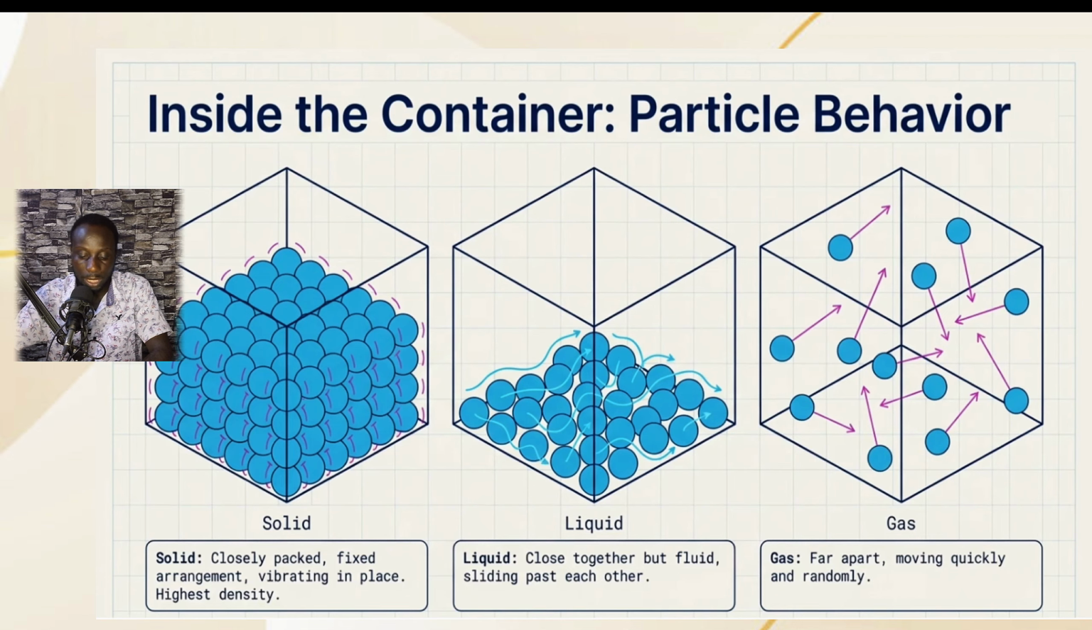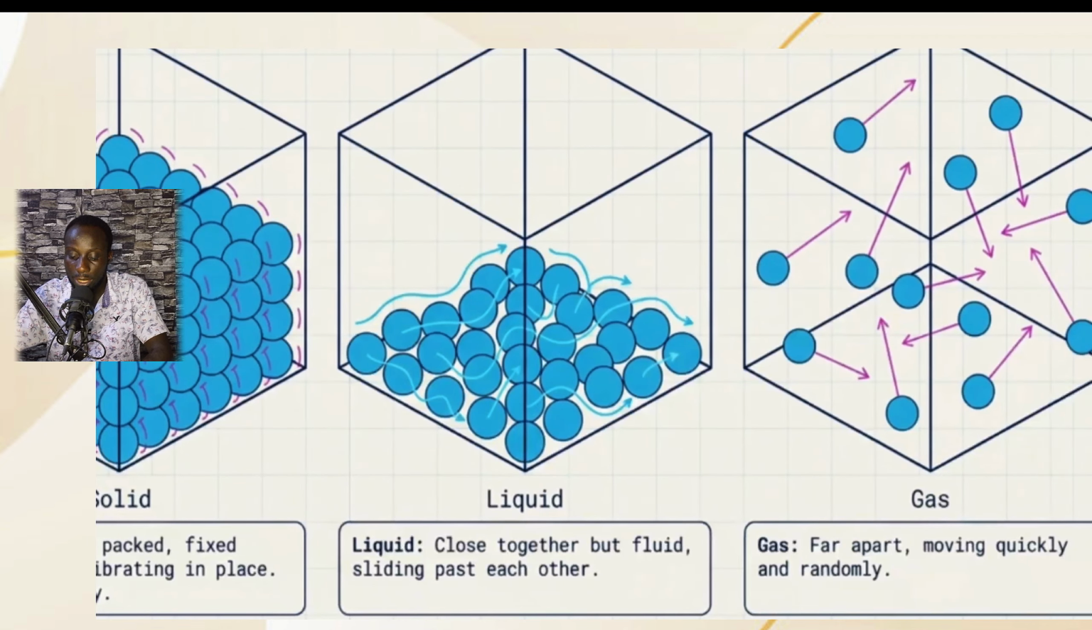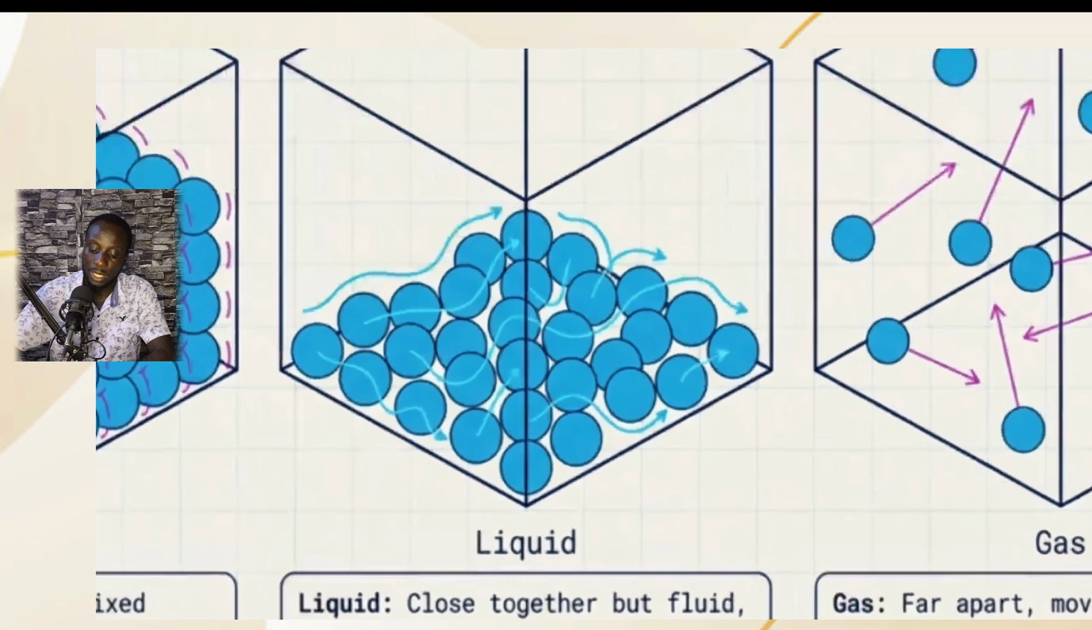In the solid, you can see that it is closely packed. It is fixed in terms of arrangement, and the particles vibrate in place. They have a very high density compared to liquid and gas. Now liquid, they are close together, but fluid, a little bit flexible. Then they slide past each other. You can see from this.